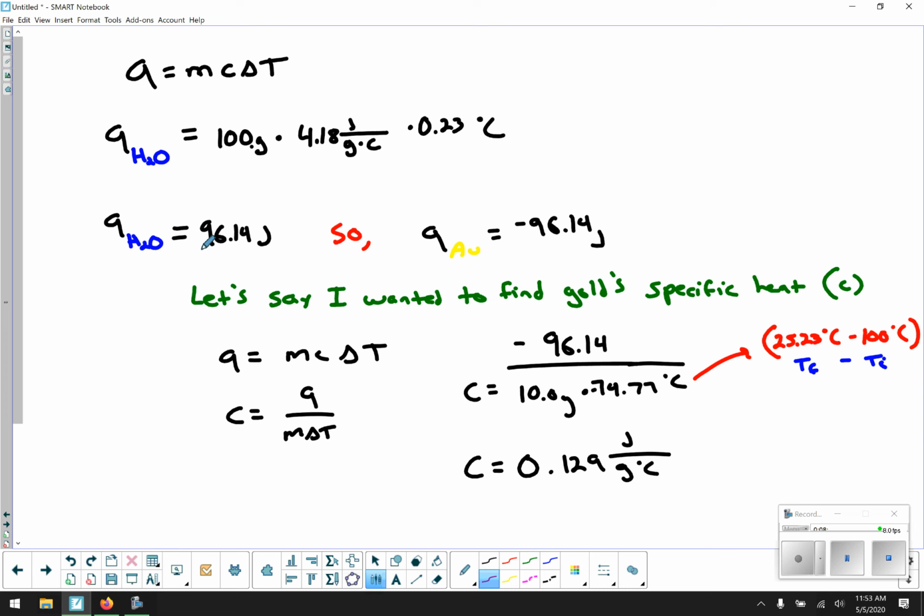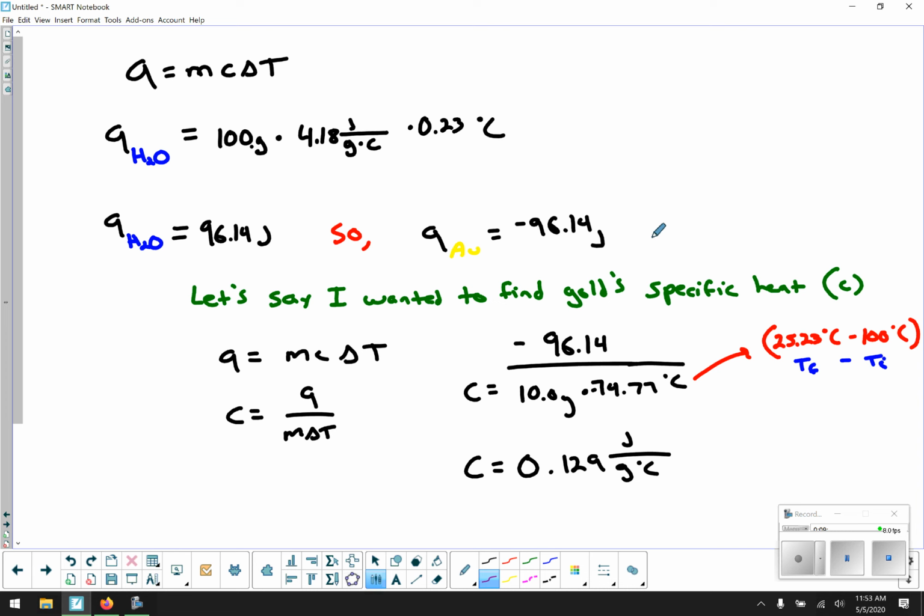So if you put 10 grams of 100-degree gold into 100 grams of 25-degree water, 96.14 joules will be transferred out of the gold and into the water. The reason it's positive for the water is because it gained those joules, and the reason it's negative for the gold is because it lost those joules. Notice these numbers are exactly equal and opposite. All the energy that left the gold went into the water.